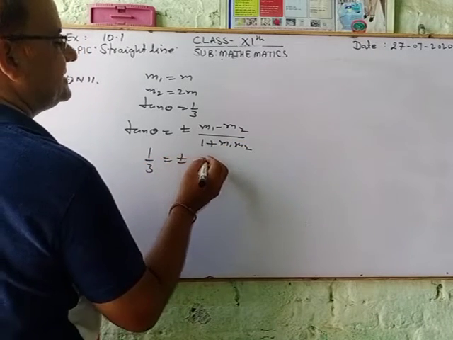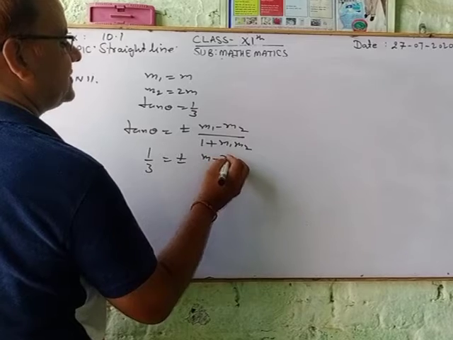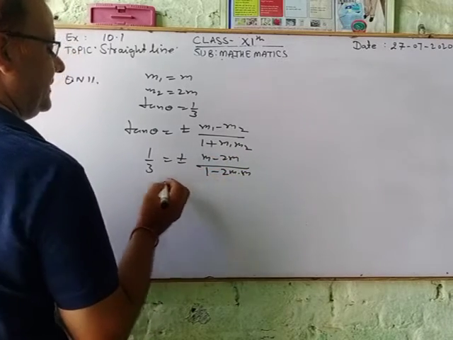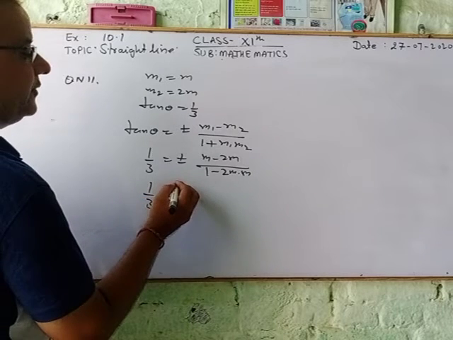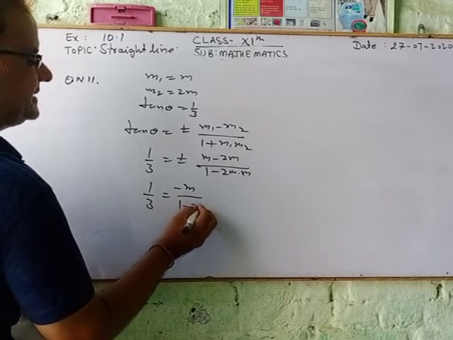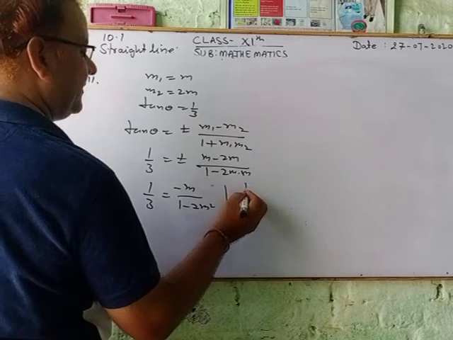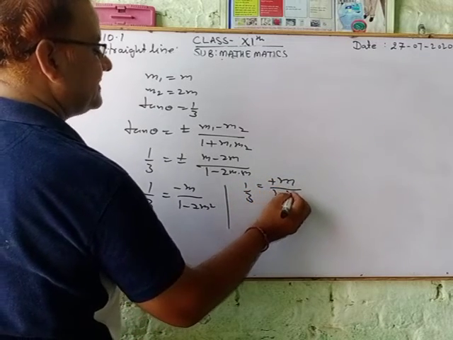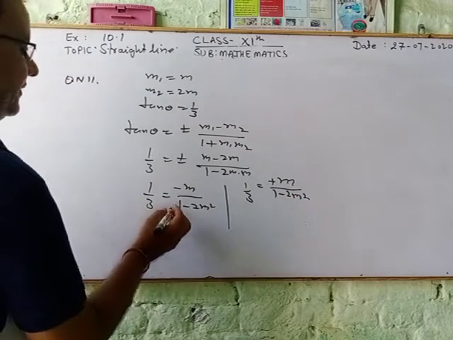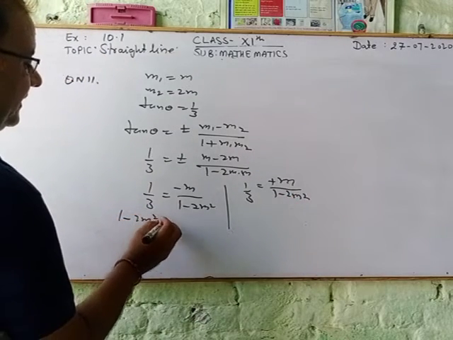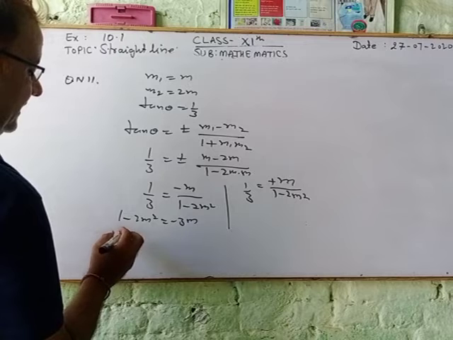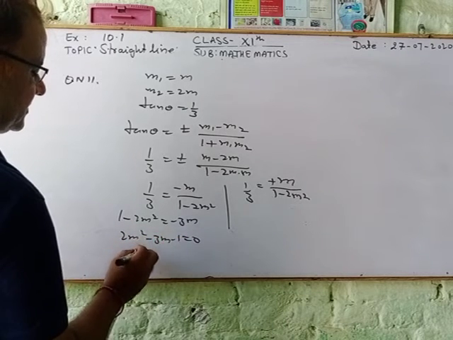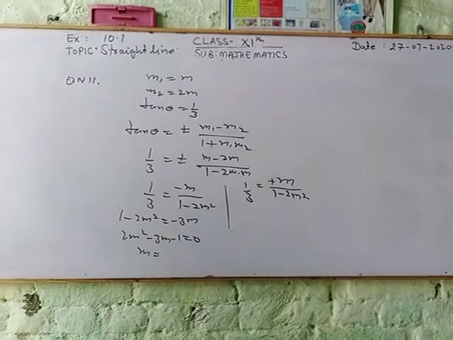3 equals plus minus (m minus 2m) upon (1 plus 2m into m). So 1 upon 3 equals minus m upon (1 plus 2m square) and 1 upon 3 equals plus m upon (1 plus 2m square). So we get 1 plus 2m square equals minus 3m and 2m square plus 3m plus 1 equals 0.